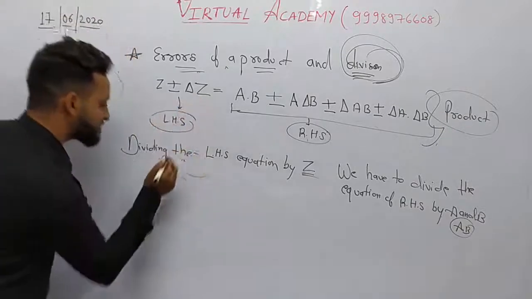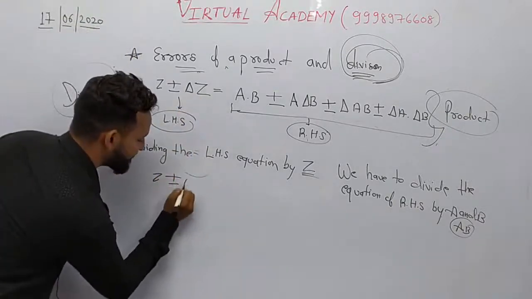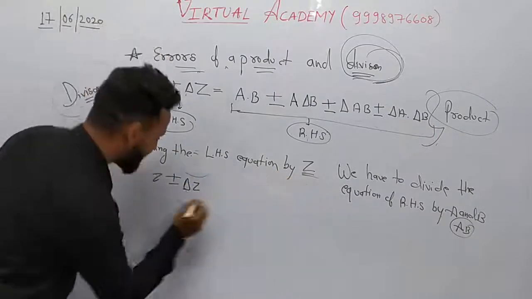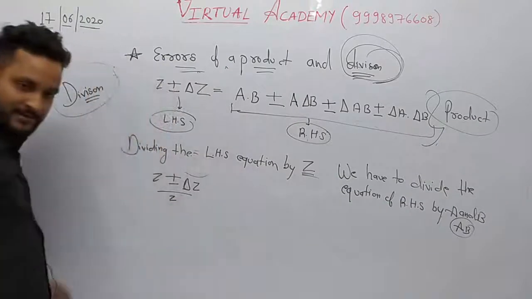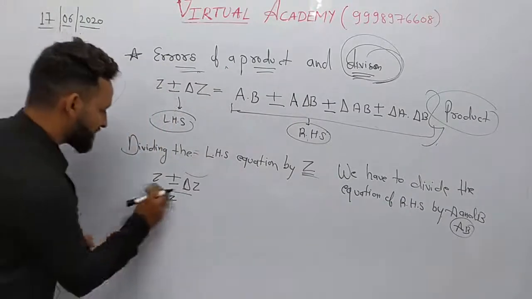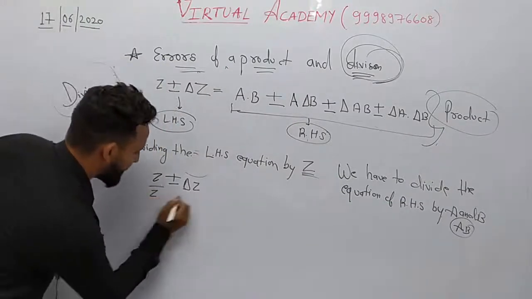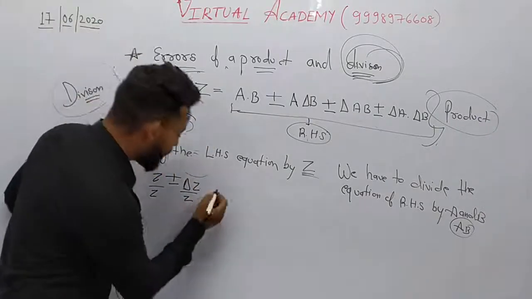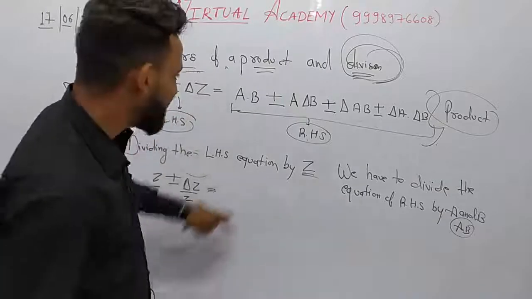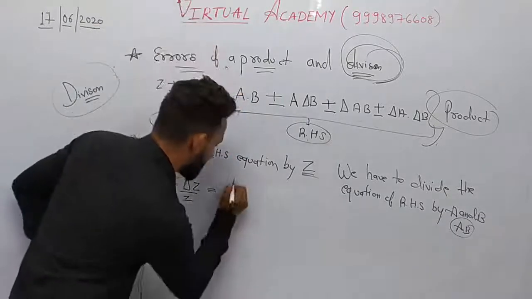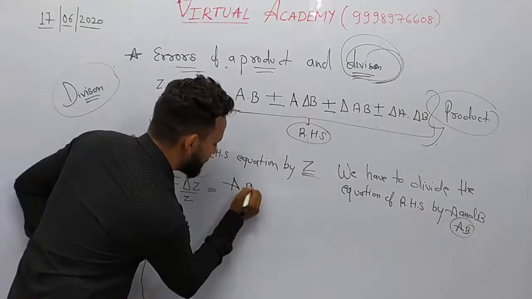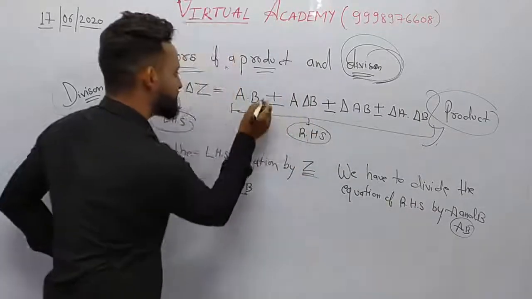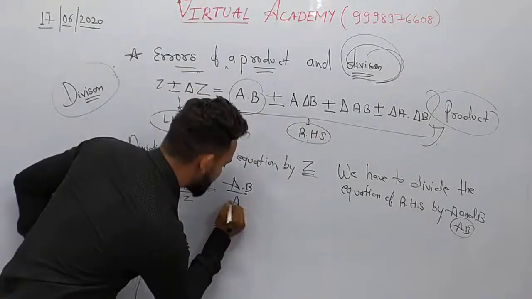So look, this term is Z plus minus delta Z. What do we have to do with it? Divide. It is divided by capital Z. Clear? It is divided by capital Z. Now this is about the left hand side. Now what about the right hand side? Now AB, A and B. Now we have to divide this equation by AB. This equation is divided by AB.